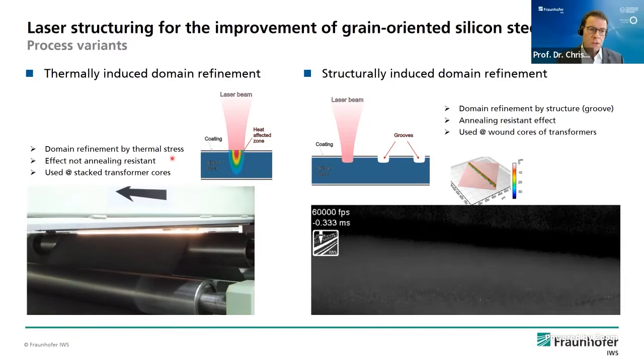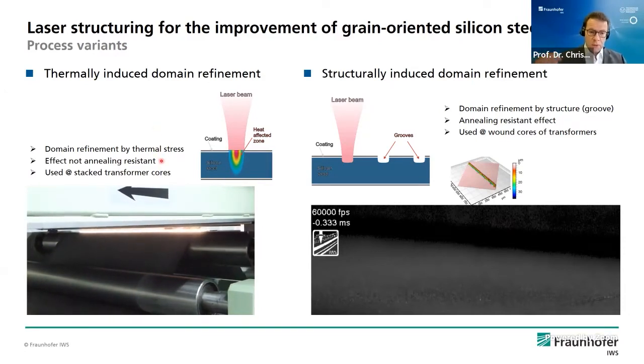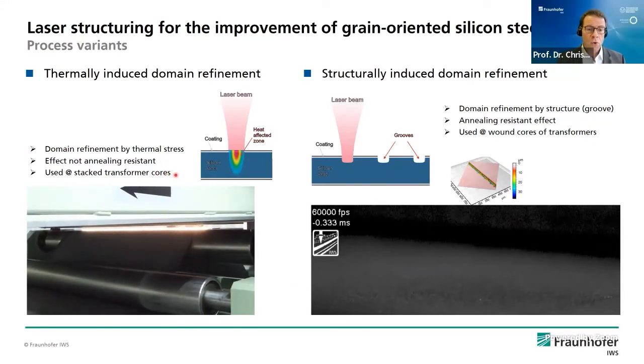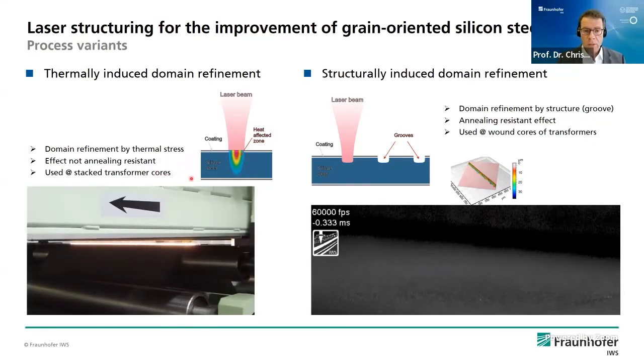This effect, of course, is not annealing resistant. So when you heat up the electrical steel sheet, you will lose this effect. Anyway, this is used for stacked transformer cores in industrial application.